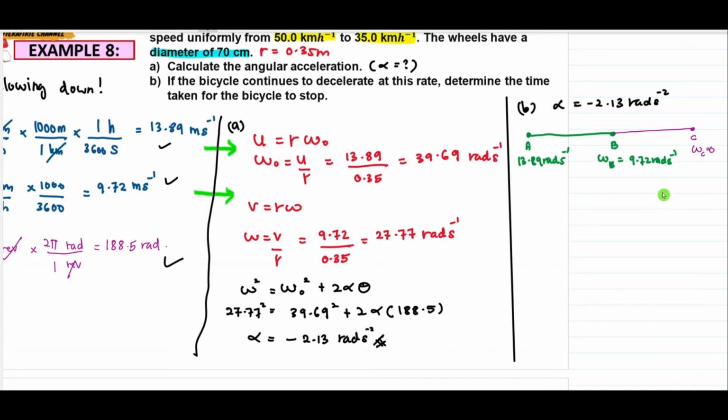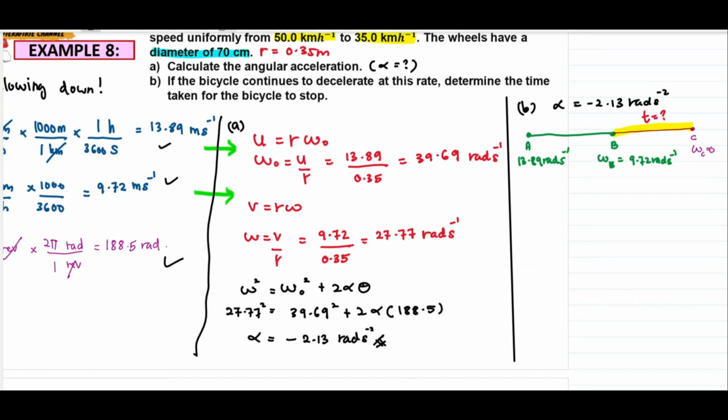So if the bicycle continues to decelerate at this rate tu referring to the angular acceleration lah. Okay. So determine the time taken for the bicycle to stop. Maknanya masa yang di continue tu tadi. Kalau di continue, berapa masa yang diambil untuk dia berhenti? Okay. T dia berapa? T here.